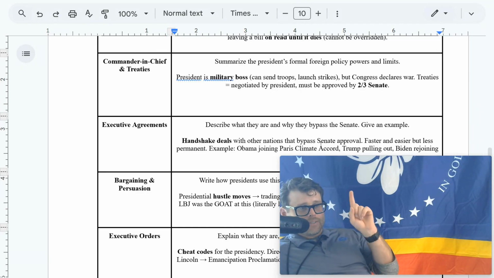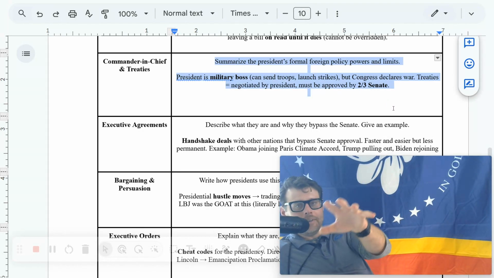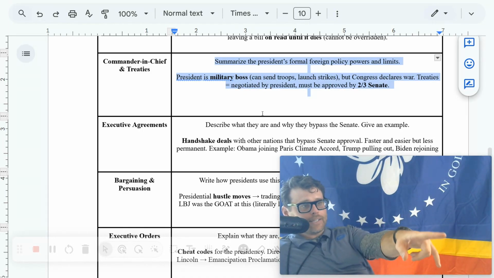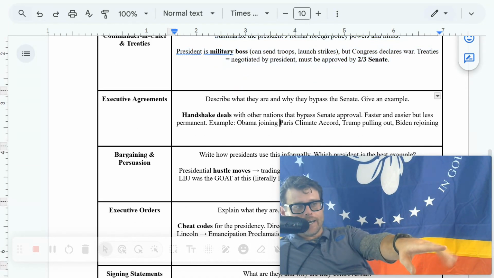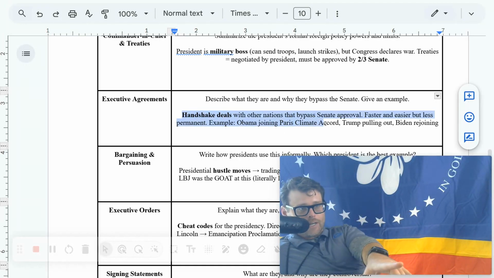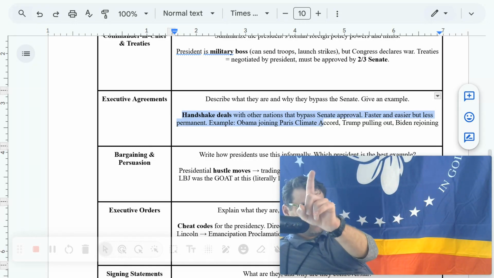All right, stop real quick and check out the notes, okay? I paused and went ahead and put in what I would do. So if you want to pause it now and write it in, lock it in, let's get it, okay? So commander-in-chief and treaty stuff we already got. Executive agreements we got right here too, right? That's what I would put for this right here.